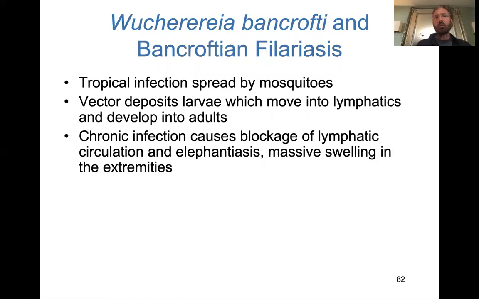So filarial worms, or elephantiasis, is a tropical infection spread by mosquitoes. The female Anopheles mosquito is the most common vector for that. The vector deposits larvae which move into the lymphatics and develop into adults. The larvae go into your lymphatic system and actually develop into adults in the lymph node. Chronic infection causes blockage of lymphatic circulation and elephantiasis, massive swelling of the extremities.